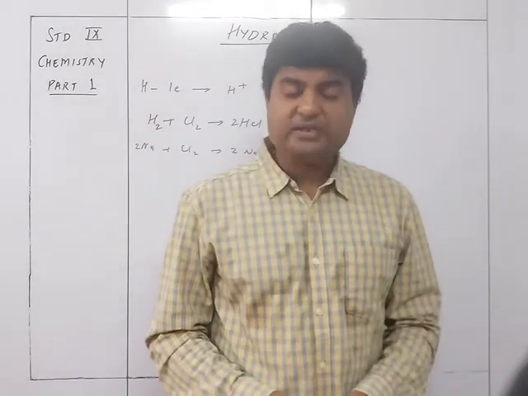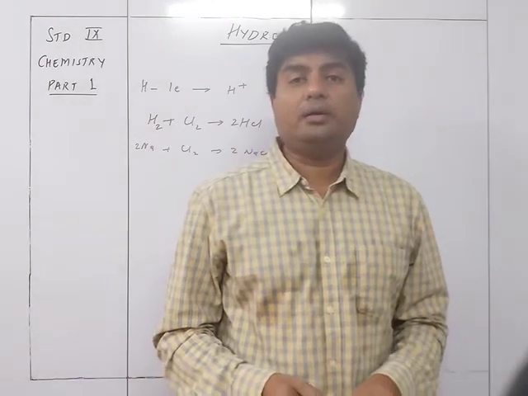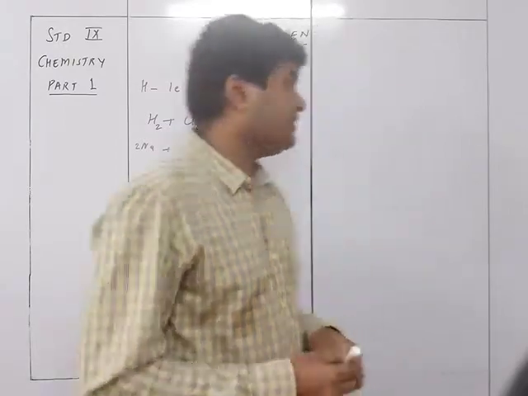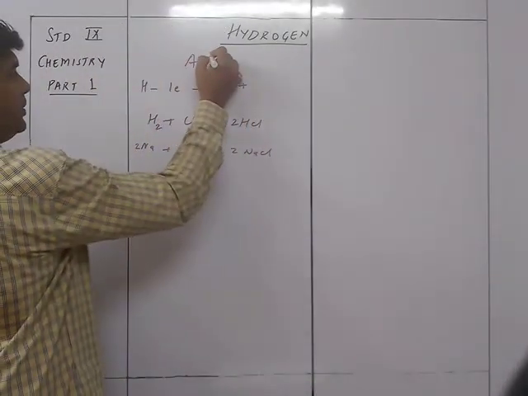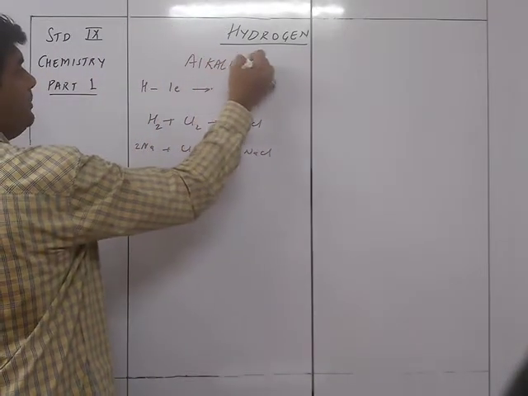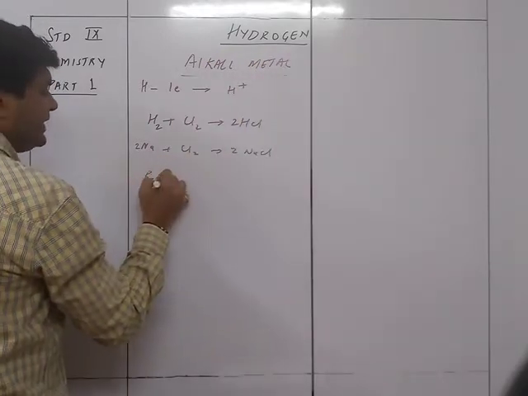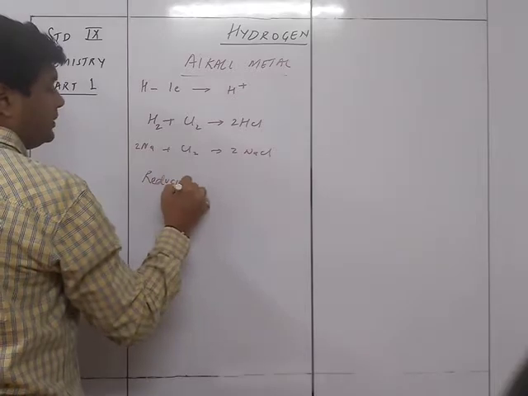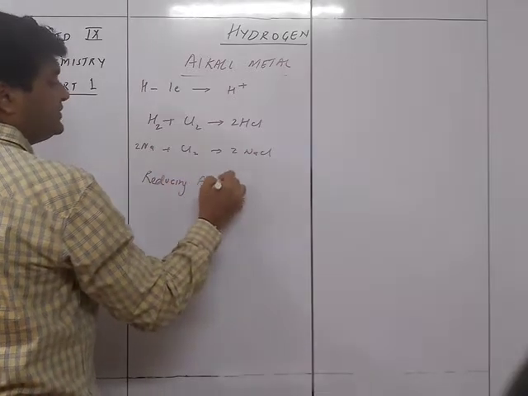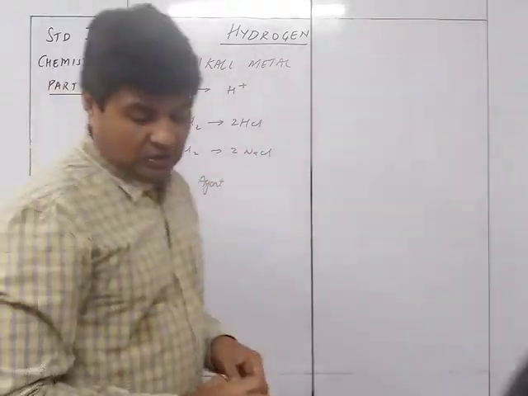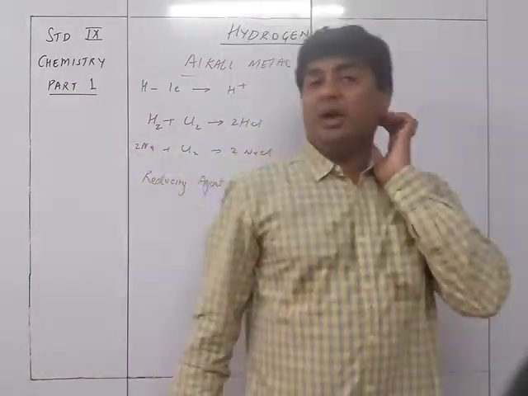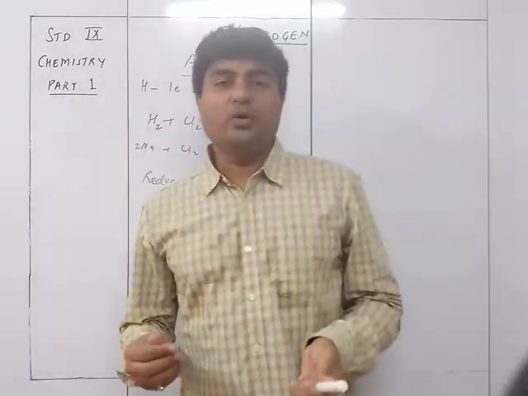Next is reducing agent. All these are alkali metals, so we are talking about alkali metals here. All alkali metals are very good reducing agents because they themselves get oxidized. Similar to that, hydrogen also is a very good reducing agent.